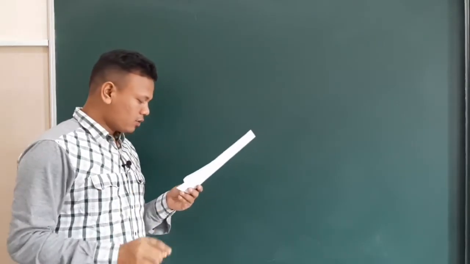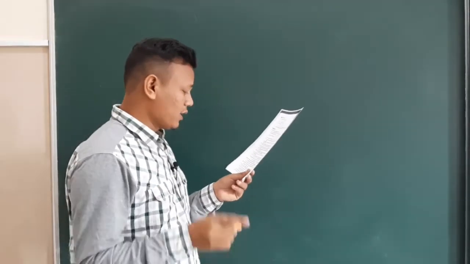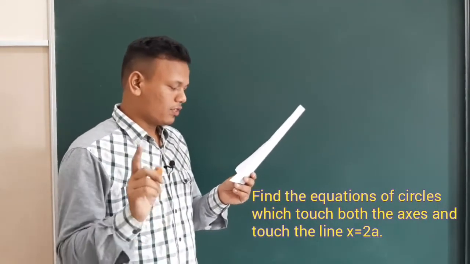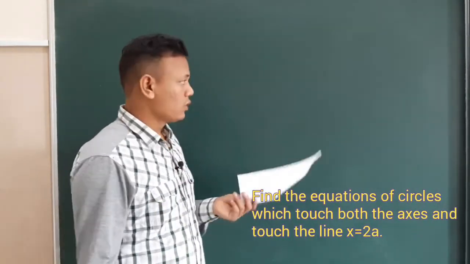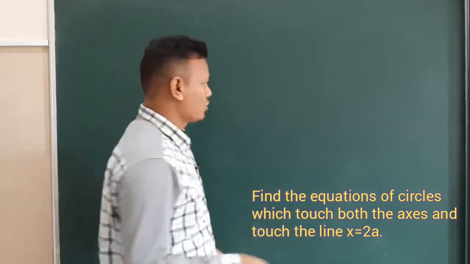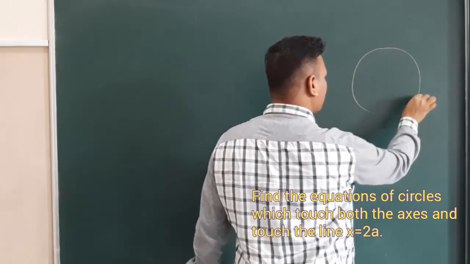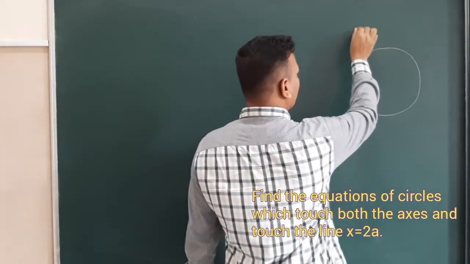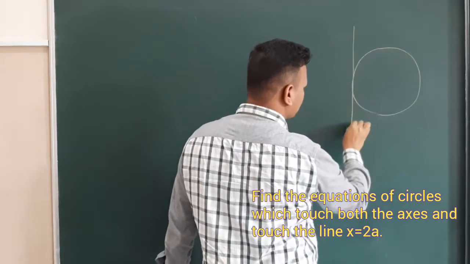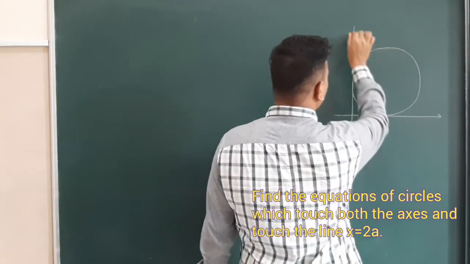Now let me take question number 9. I'm doing only the second part. The second part says, find the equation of the circles which touch both the axes. Touching both the axes means both the x-axis and y-axis are tangents. Let's draw the circle first. There's a circle and both the x-axis and y-axis are acting as tangents.